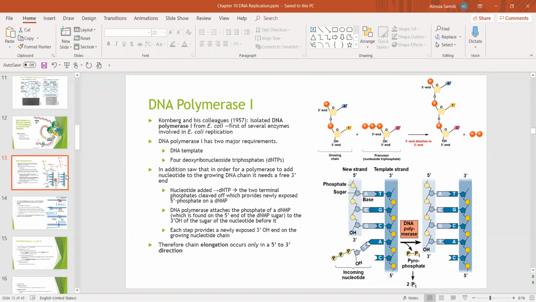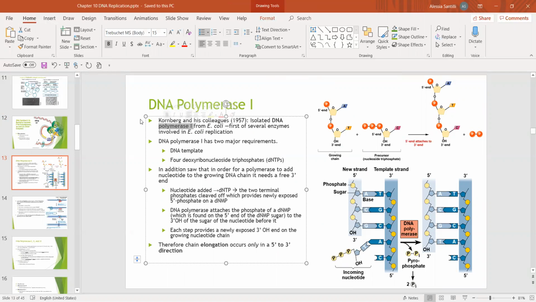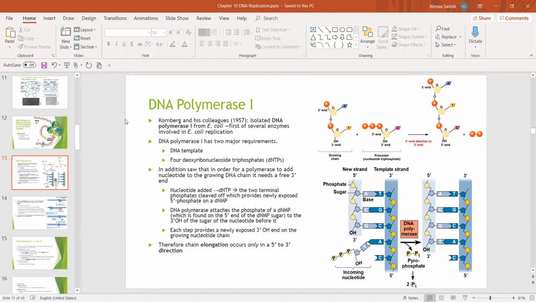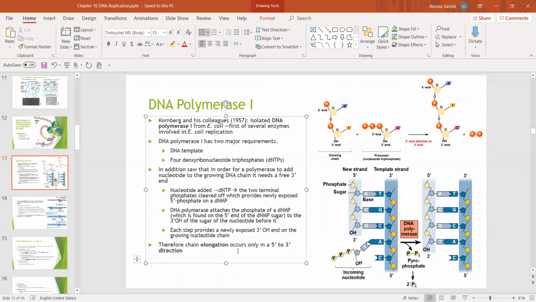One of the first enzymes that was actually discovered was by Arthur Kornberg, and he was able to isolate from E. coli, so from bacteria, DNA polymerase 1. This was the first of the DNA enzymes involved in DNA replication. He mutated some E. coli so that they weren't able to make polymerase 1, and when that happened, the E. coli stopped replicating. So he realized that DNA polymerase 1 was at least one of the important enzymes to allow for DNA replication.